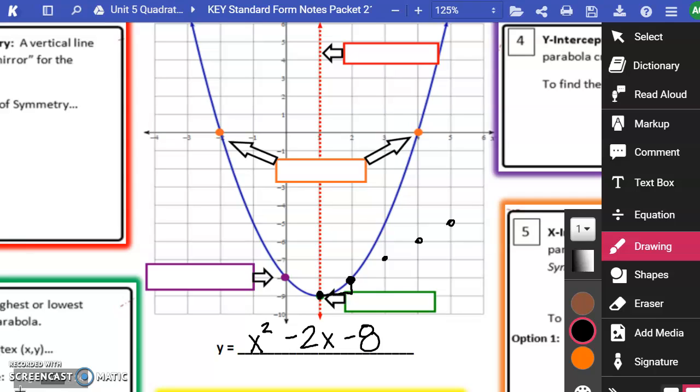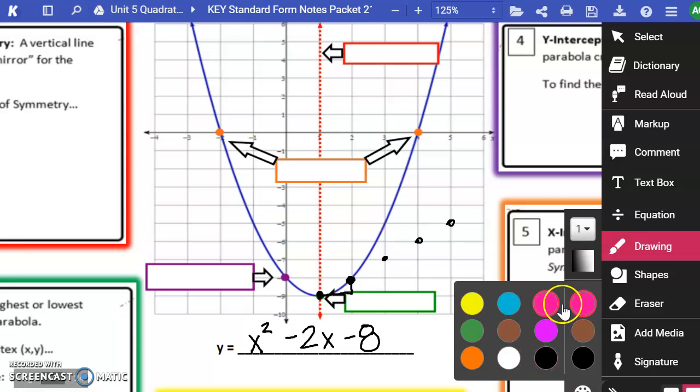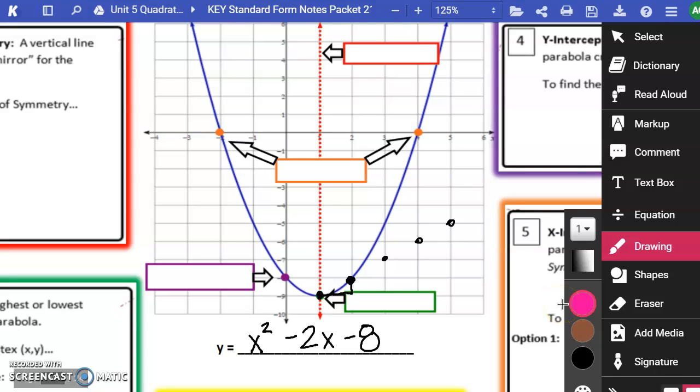So let me change color for the second slope. Okay, so one more time, my first slope is right 1, up 1. Let me see what my second slope is going to be. So if I go to the right 2, am I going to go up 2? No, I'm going to go up 1, 2, 3, 4. Okay, so my second slope required that I went up 4 for every time that I went over 2.